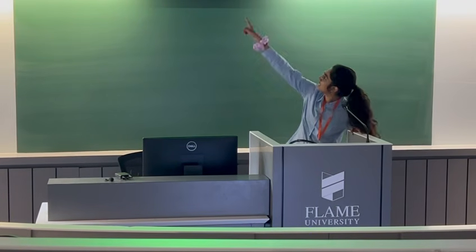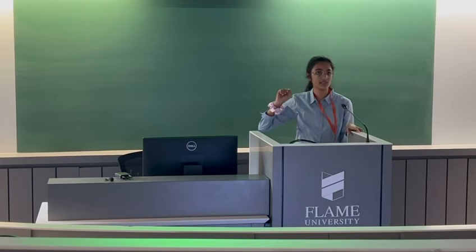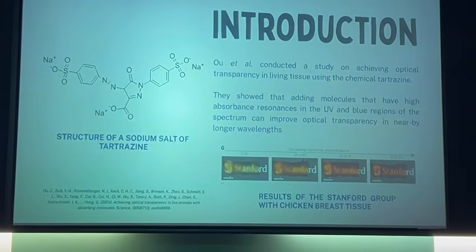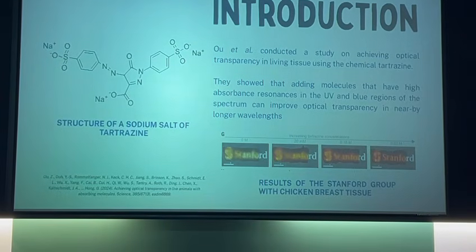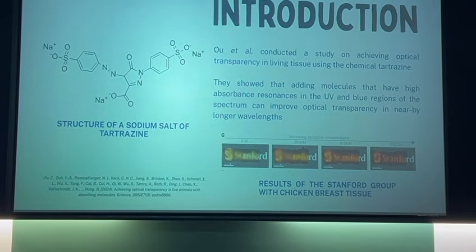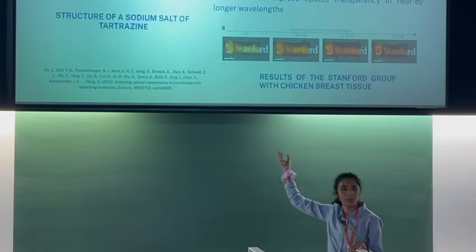This means that it is capable of reducing the refractive index contrast between water and lipids by increasing the refractive index of the aqueous medium around it. Therefore, this means that it improves optical transparency in nearby visible wavelengths. So that is the structure of a sodium salt of tartrazine, which is what was used for experimentation. And here are the results of the Stanford group with chicken breast tissue. As you can see, when the chicken breast was exposed to higher concentrations of tartrazine, it became more see-through.